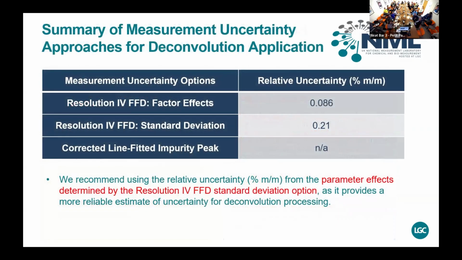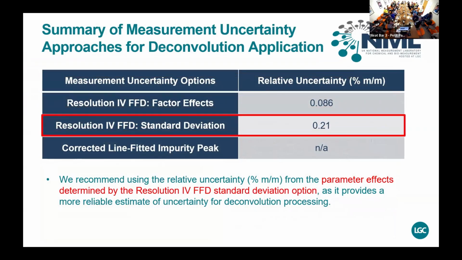Okay, so in summary, from all the different types of measurement uncertainty approaches that we took, we recommend using the resolution for fractional factorial standard deviation approach. This provided the most reliable uncertainty estimate for the deconvolution processing step.